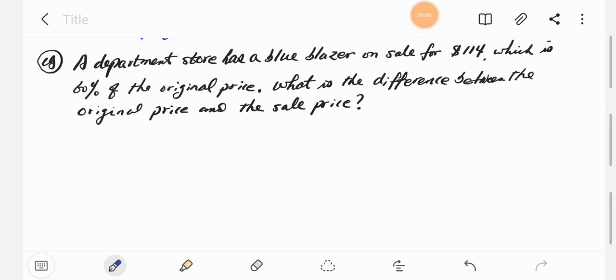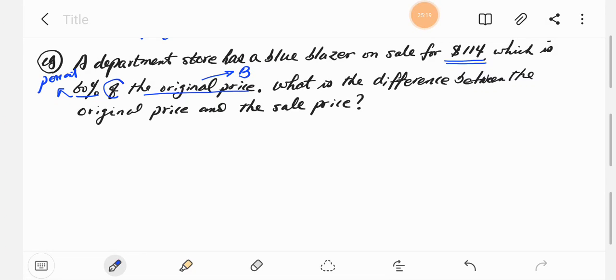Okay, this is the last example. A department store has a blue blazer on sale. This item is on sale for $114. So this is the sale price, isn't it? Which is 60%. So 114 is 60% of the original price. We don't know the original price, so this is the base, right? And 60% is the percent.